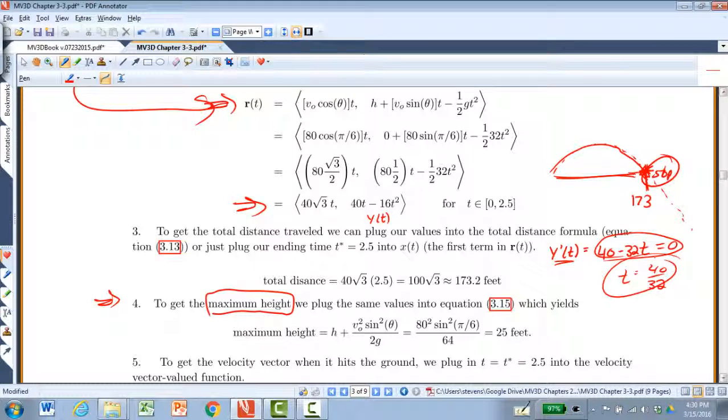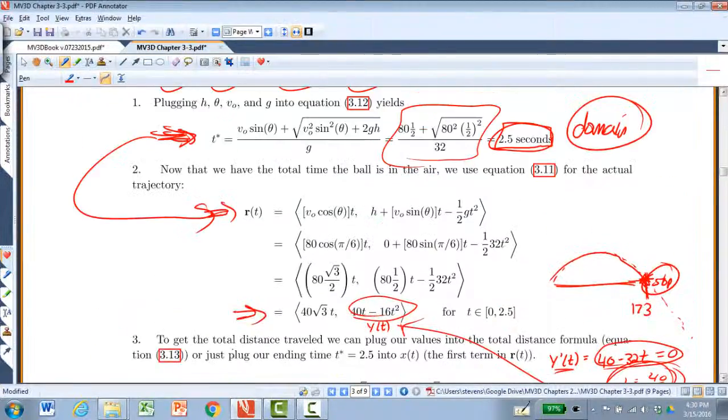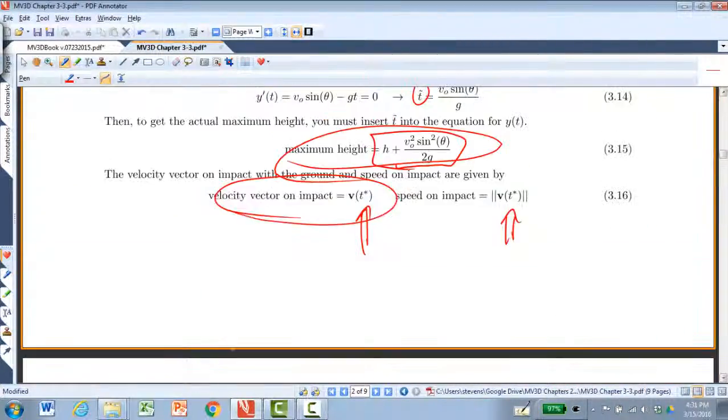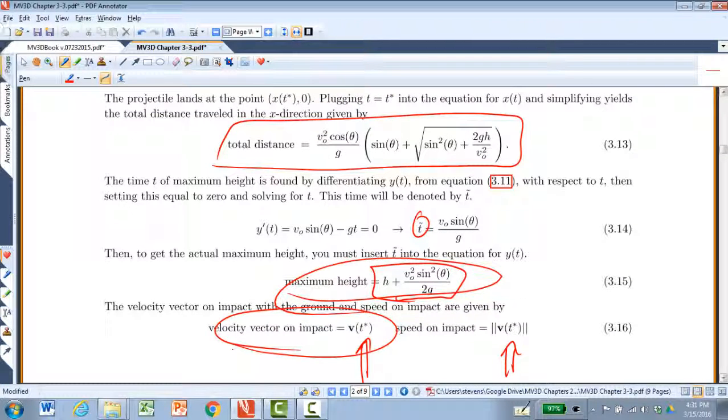And if I take 40 over 32 and plug it in there, that will get me my maximum height. So that's one way of doing it by hand. The other thing you can do is use the maximum height function, which we have back here, maximum height, right?